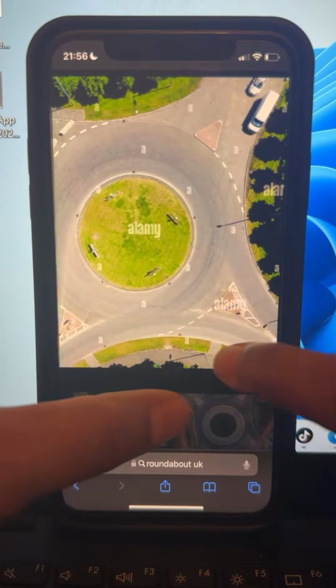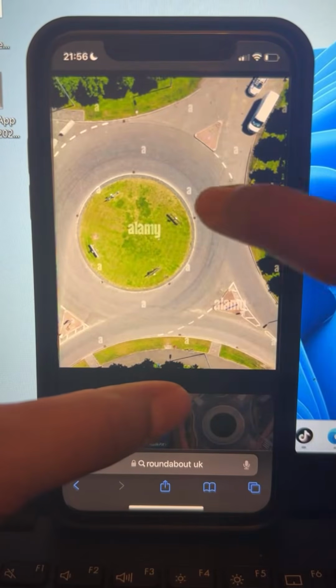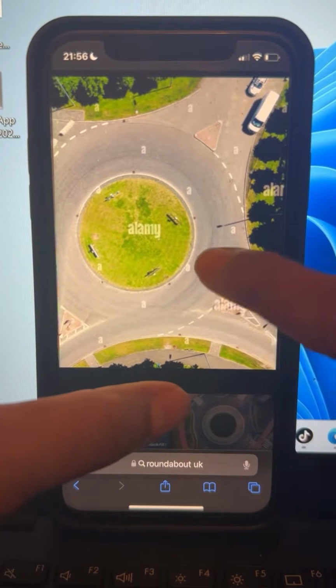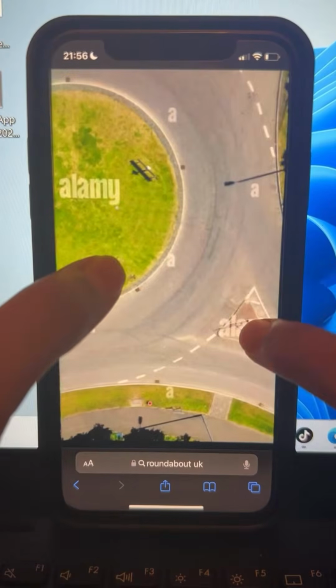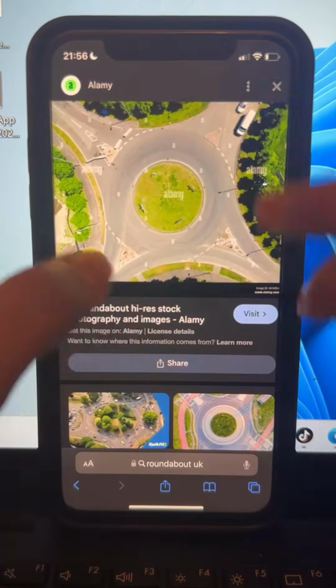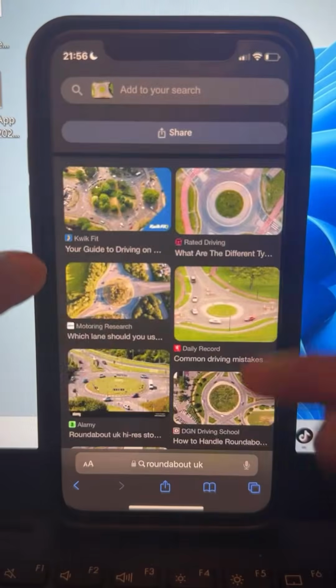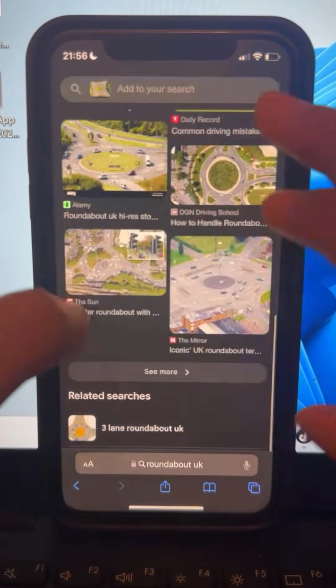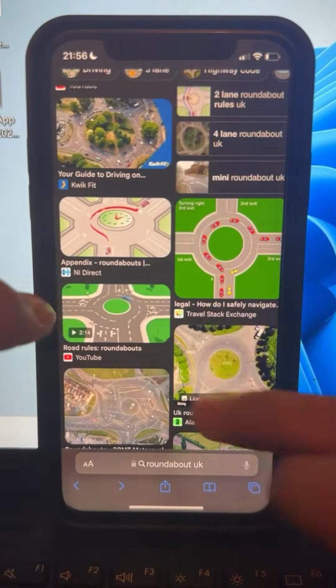Okay, so you should be stopping in here. Check who is coming from here. Then you give them way. You look right. The lines are telling you to give way to traffic coming from your right. You will see these lines as well on a mini roundabout, but they are a bit thicker. The lines are thicker. Okay.